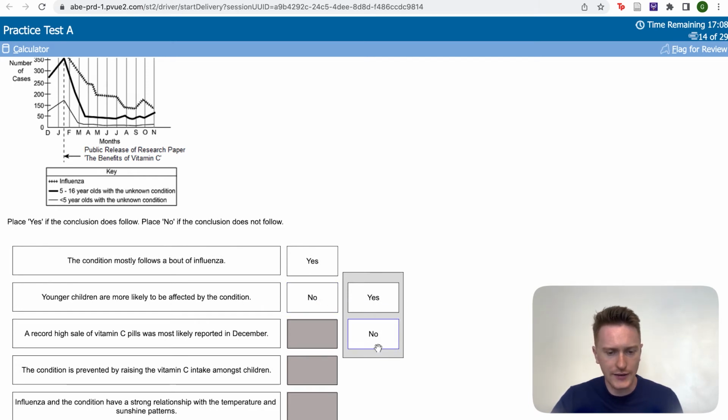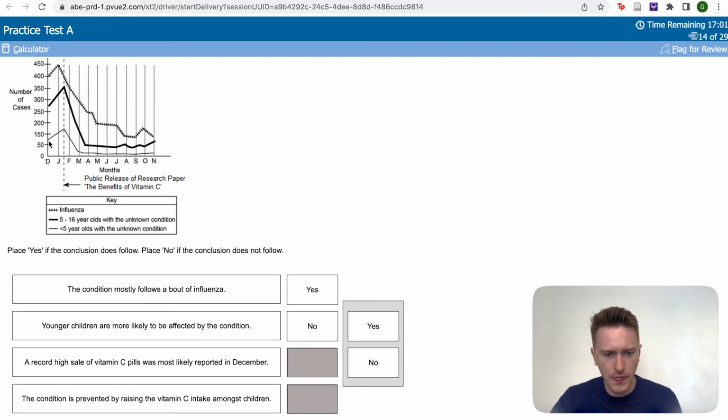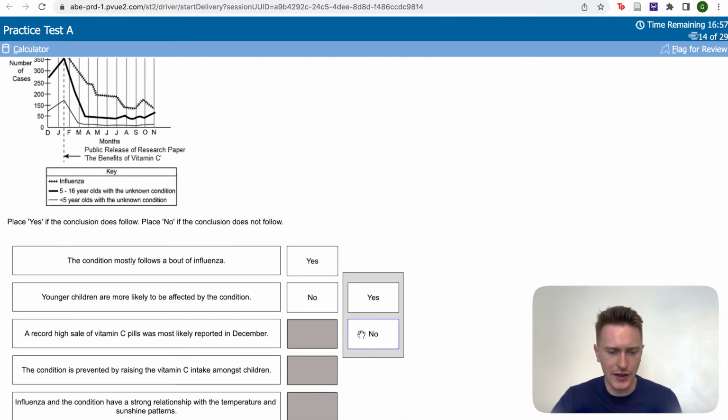A record high sale of vitamin pills was most likely reported in December. Well, no, that was before the benefits of vitamin C, and also I don't like the fact that we're talking about sales when this data has nothing to do with that, so no. The condition is prevented by raising the vitamin C intake amongst children.